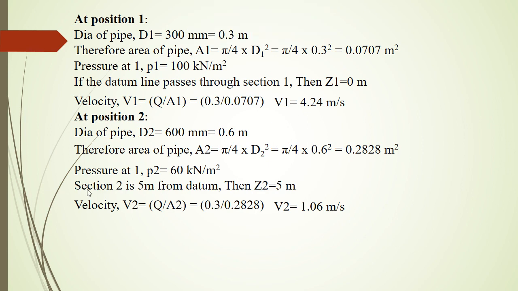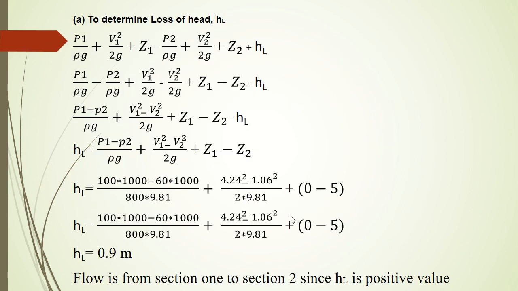Now, section 2 is 5 meter above the datum. For that reason Z2 will become 5 meter, and similarly I can calculate V2 by using the continuity equation. So Q by A2 is equal to 0.3 divided by 0.2828, so V2 is equal to 1.06 meter per second.